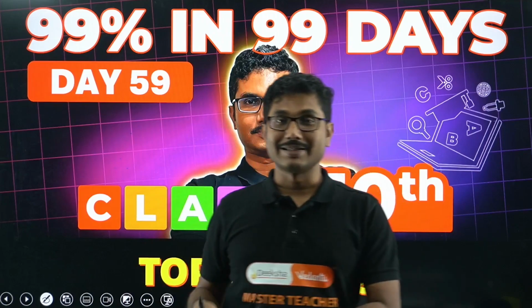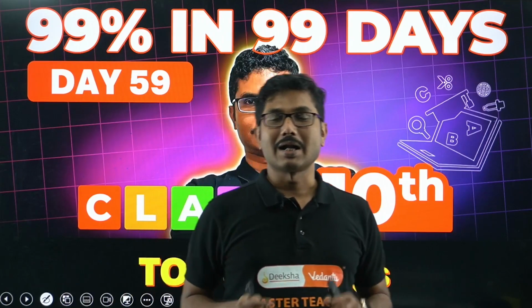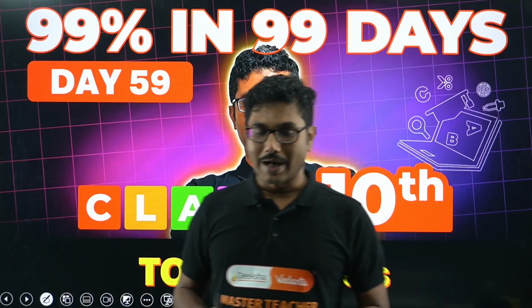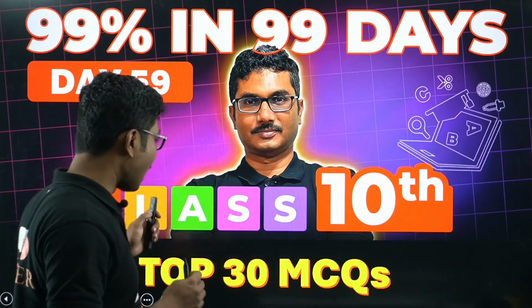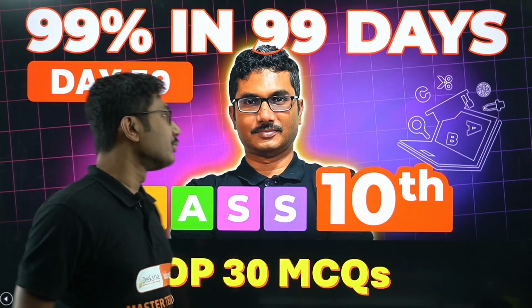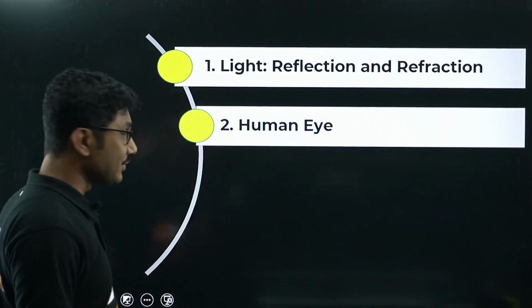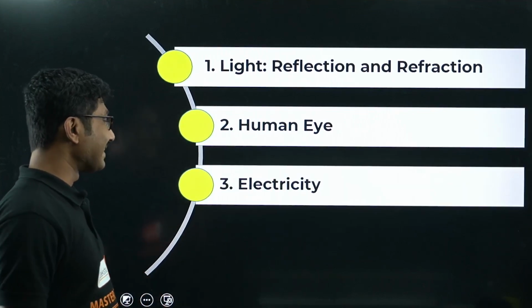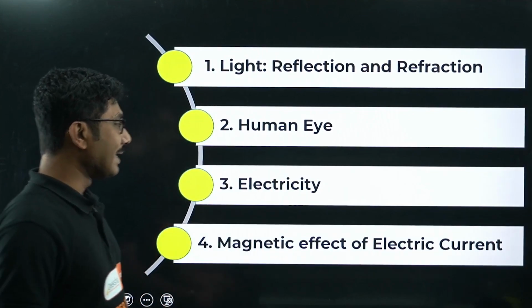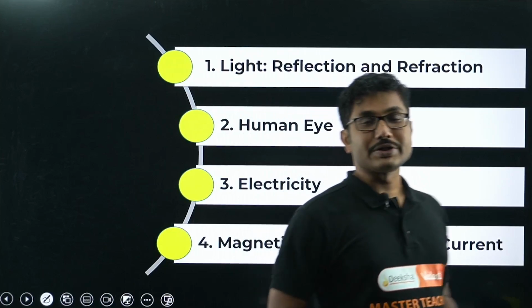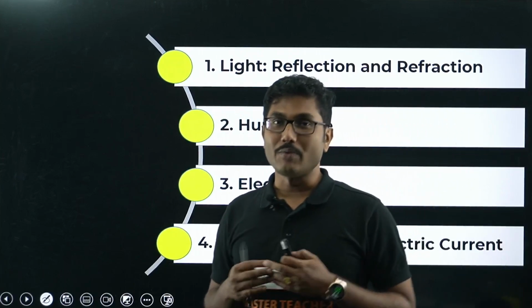Physics, chemistry, biology, mathematics, all the chapters are completed. So what I am going to do now is top 30 MCQs. So let's look into the chapters one by one. First chapter is light, reflection and refraction. Second chapter is human eye. Third chapter is electricity, and fourth chapter is magnetic effect of electric current. We are going to discuss all the chapters one by one.